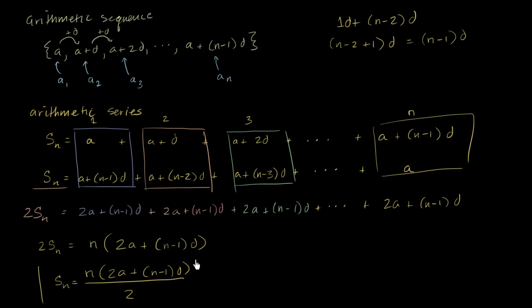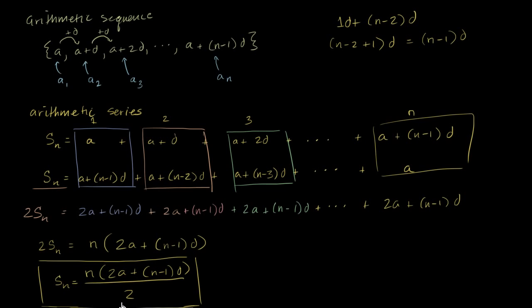Now, we've come up with a general formula. Just a function of what our first term is, what our common difference is, and how many terms we're adding up. And so this is the generalized sum of an arithmetic sequence, which we call an arithmetic series. But now let's ask ourselves this question. This is kind of hard to remember. n times 2a plus n minus 1 times d over 2.